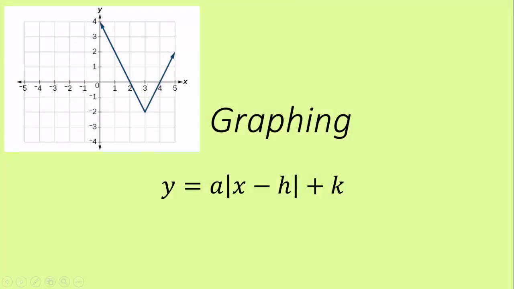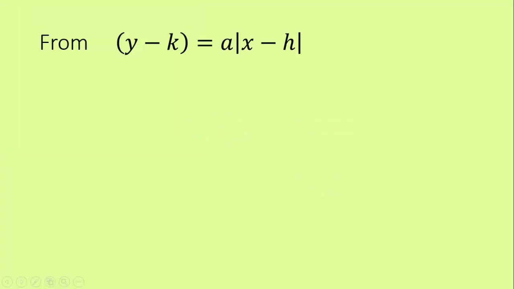Graphing v-graphs. Let's start with this form of an equation. It looks a lot like point-slope form, except for the absolute value symbols. From this form, we can see where the vertex would be because it's the opposite of that negative h and the opposite of that negative k.